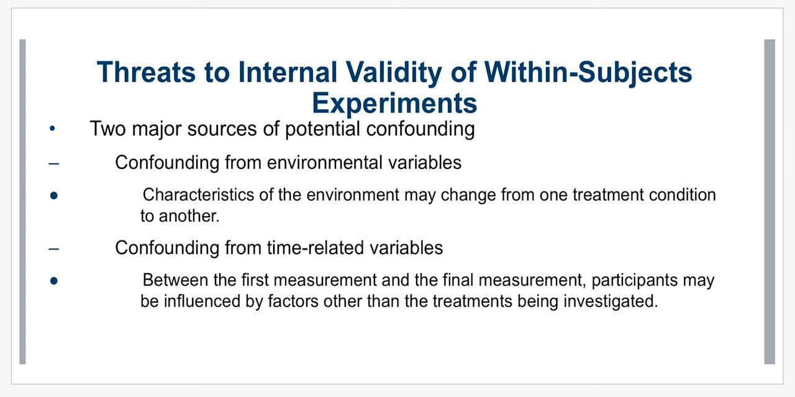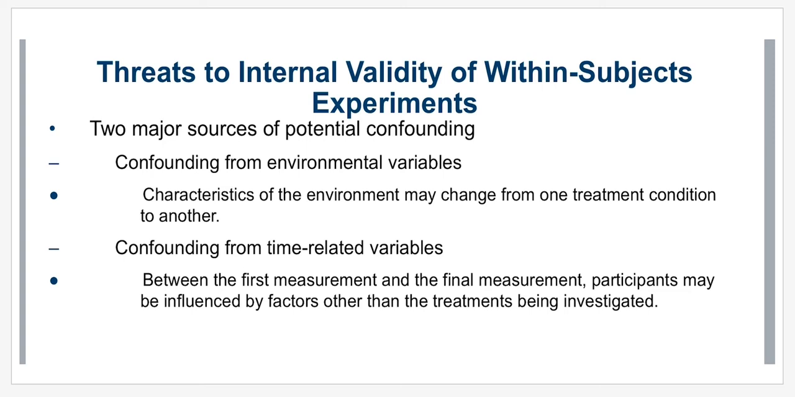So things like if they are tested in the morning and then they're tested in the afternoon, and that may be because maybe they were in a better mood in the morning than they were in the afternoon, or it could be that they're hungrier in the afternoon than they are in the morning, or the lighting in the room was different in the morning and the afternoon, and that affected things. But regardless, it's something that changed from one condition to the other for the participants. It's the same participants, but something in the environment changed and that affected their scores. And so because of that, that could be an environmental confounding variable.